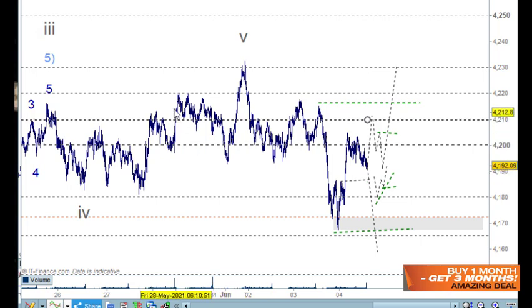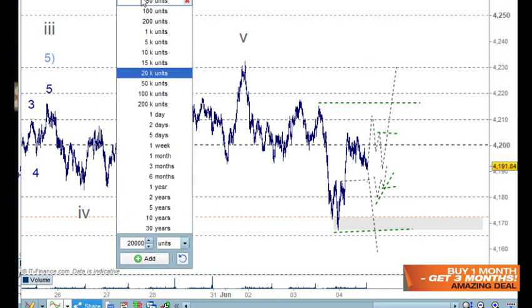Okay, so that's kind of it really for the S&P. It's all sort of now boiled down to this particular pattern on the tick chart, and we just got to see which way the cards fall.